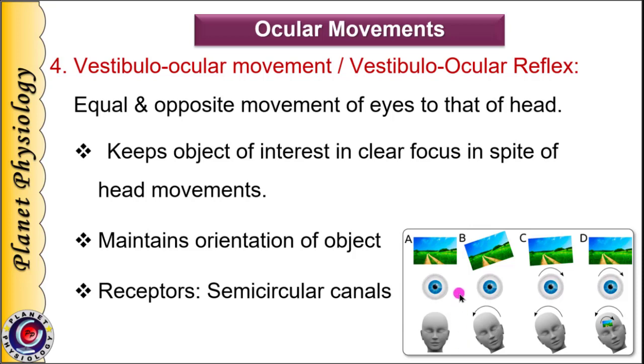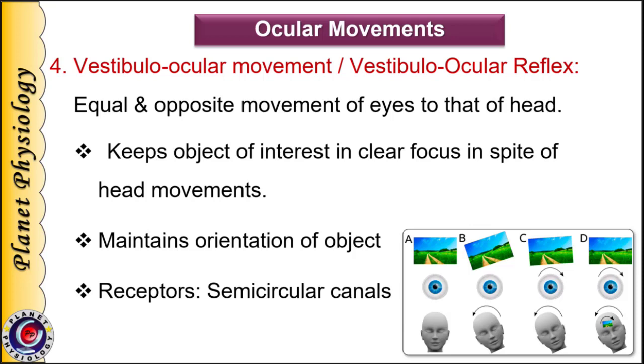As shown in this picture, panel A is normal view of the scene when head is normally oriented. As head is rotated, orientation of scene also gets rotated. But immediately due to VOR, eyes turn to the opposite side and corrects the orientation of the scene. Thus, in spite of now tilted head, image remains in focus with correct orientation.